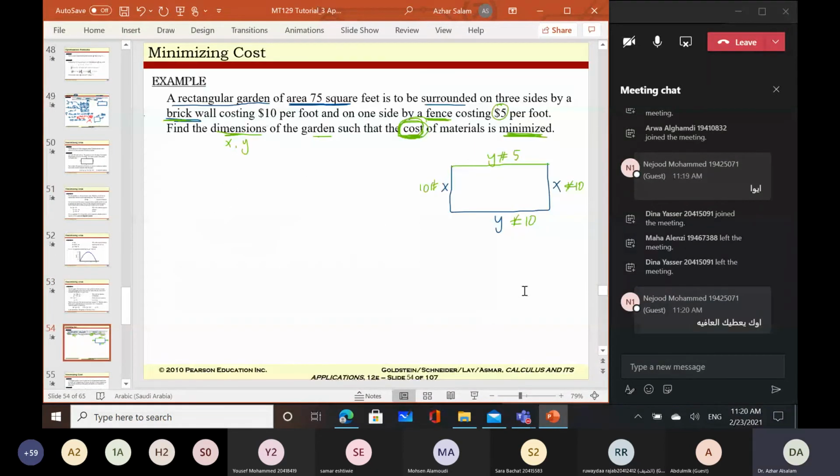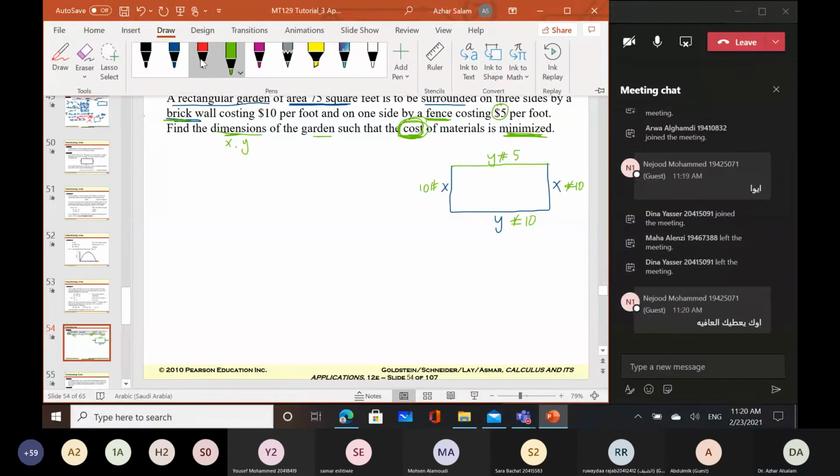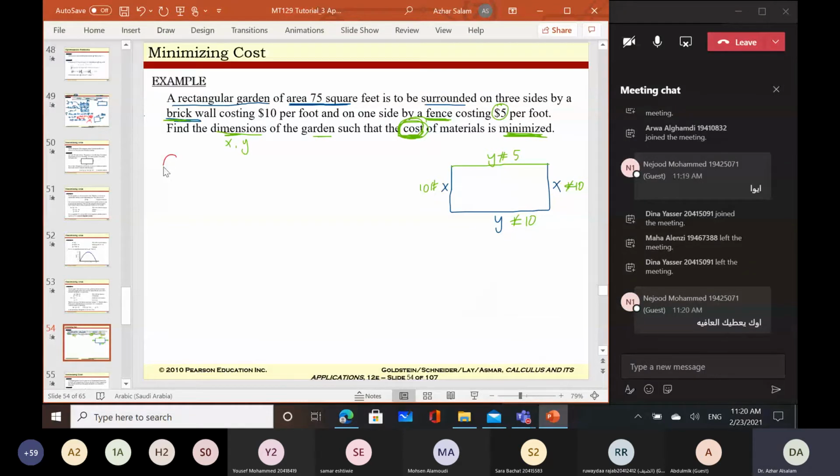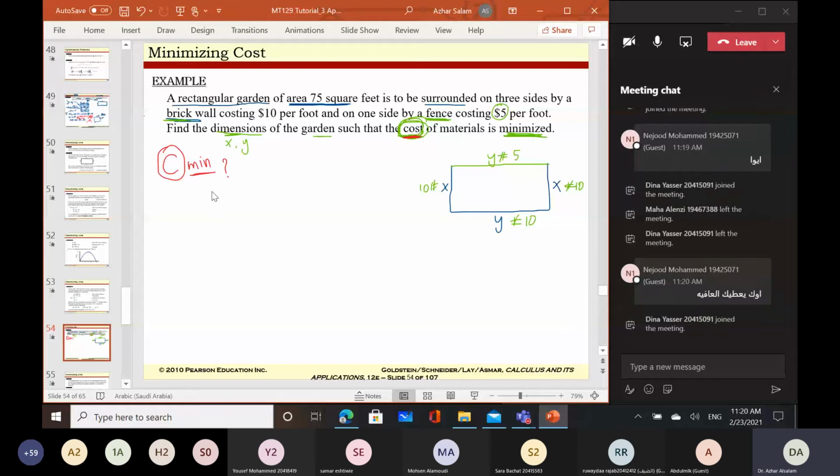Okay, back to this question. I indicate the function of optimization, which is the cost function, the function of the cost of the material. معناتها أن C is the function to be minimized. Okay, I want to minimize the function C. This is the question. How to find the value of this function?